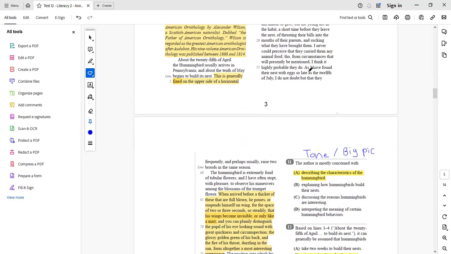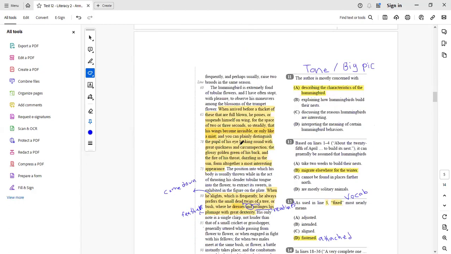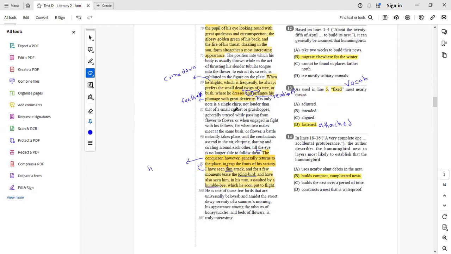Okay Hoda. As I have found their nest with eggs, he is talking about the hummingbird, so late as the 12th of July, I don't doubt but that they frequently and perhaps usually raise two broods in the same season. Again the first sentence and last sentence, which is what I don't advise; leave them for the end and you will know the answer. The hummingbird, see, repeated, is extremely fond of tubular flowers, and I have often stopped with pleasure to observe his maneuvers among the blossoms of the trumpet flower. The last sentence.